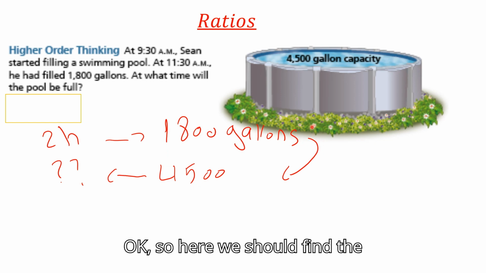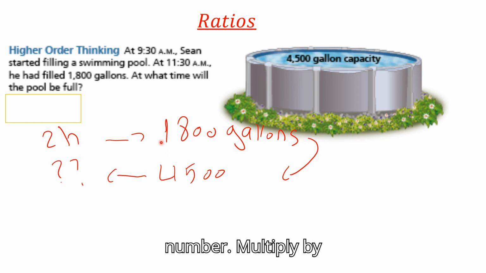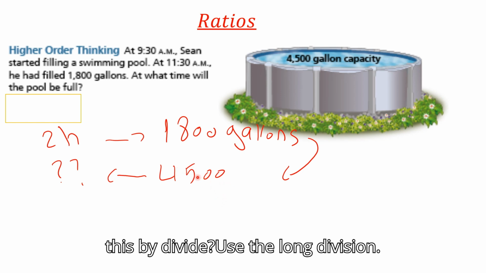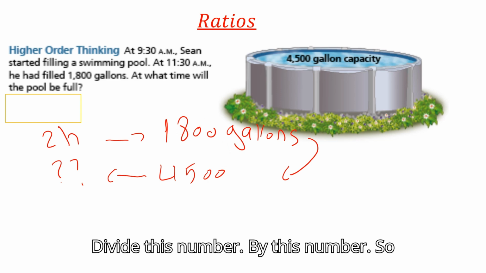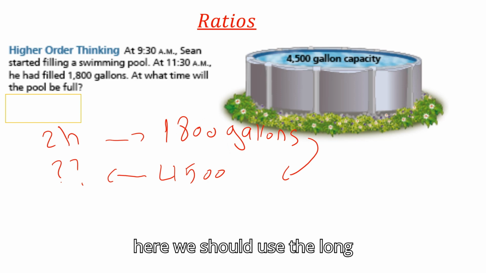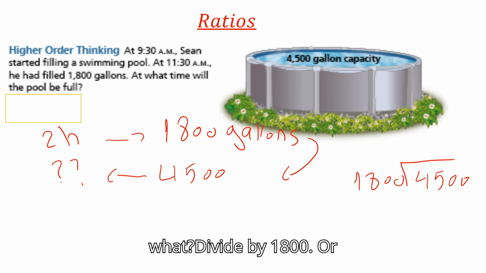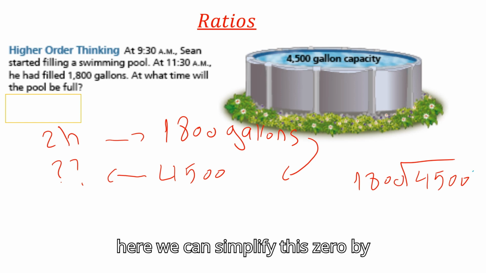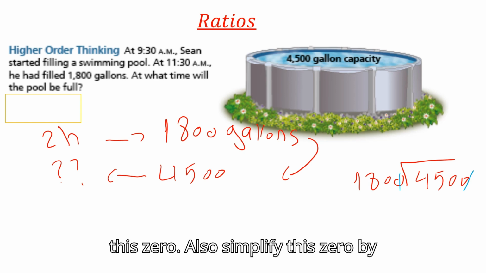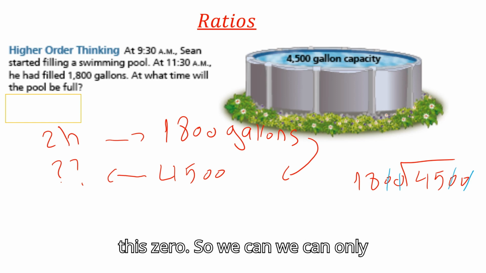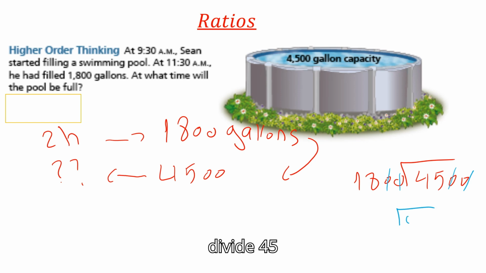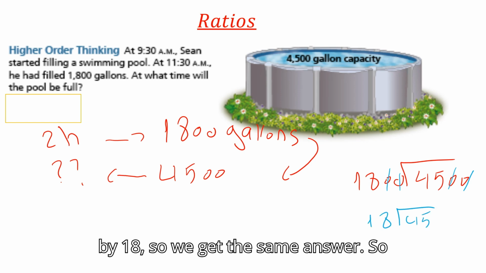So here we should find the number that multiplied by 1,800 gives 4,500. How can we find this? By dividing, using long division. Divide 4,500 by 1,800. Or here we can simplify this 0 with this 0, and also this 0 with this 0. So we can just divide 45 by 18, and we get the same answer.